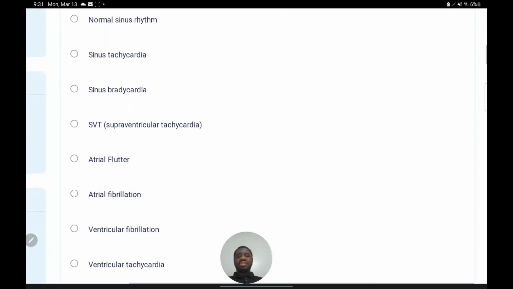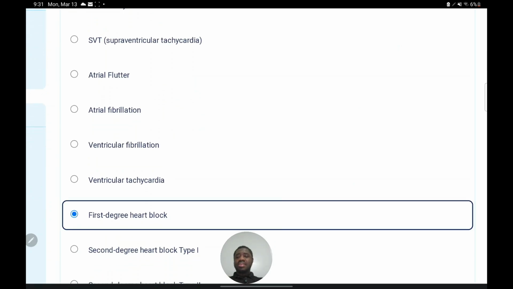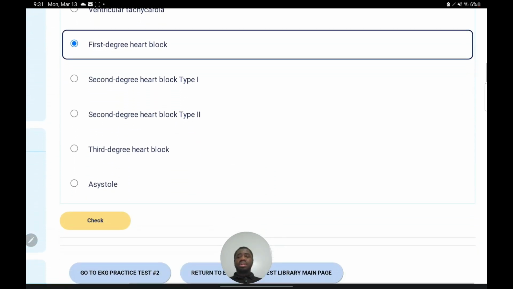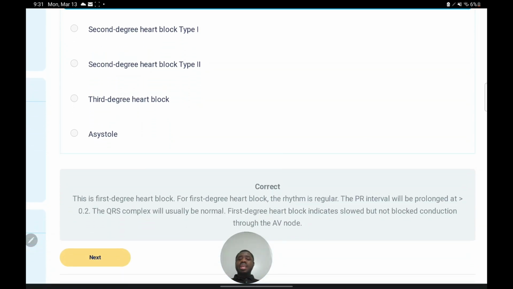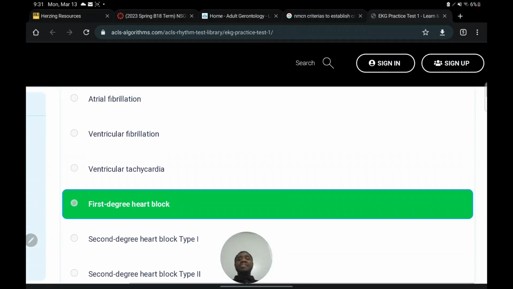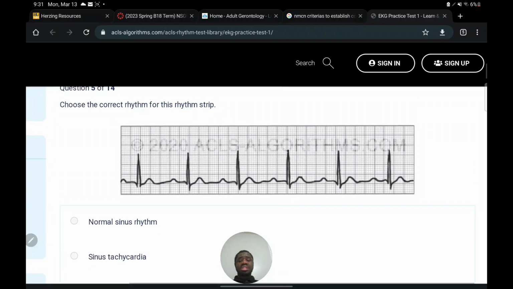Let's see if we get this. First-degree heart block. Yes, we got it. This is first-degree heart block. For first-degree heart block, the rhythm is regular, the PR interval will be prolonged at more than 0.2, and the QRS complex will usually be normal.